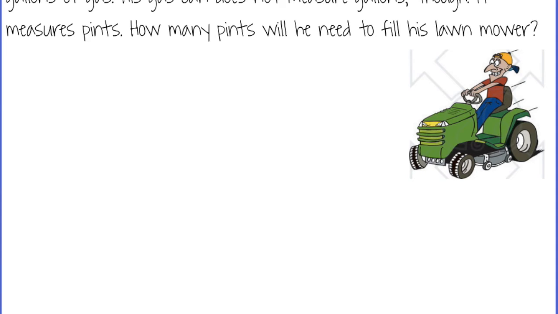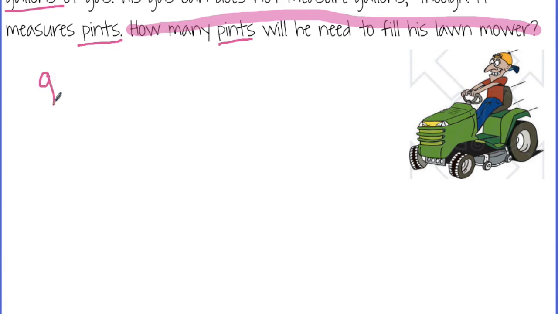All right, and the last one that we're going to do together, we have Ivan, who needs gas for his riding lawnmower. He knows his mower holds 5 gallons of gas. His gas can does not measure gallons, though. It measures in pints. How many pints will he need to fill his lawnmower? So that's our question. So this one actually gave us a question, so we know that we're looking for pints. So I want to go from gallons to pints.